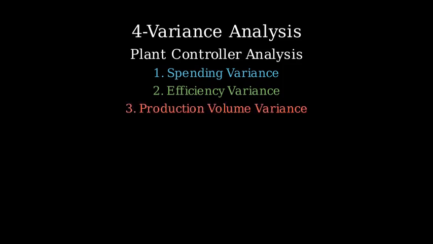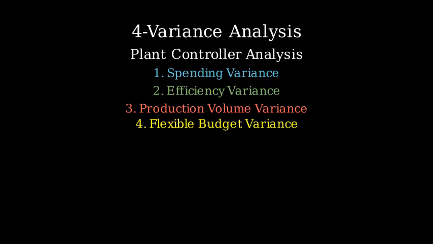First, we have the spending variance, which measures the difference between actual and budgeted costs. Second is the efficiency variance, showing how efficiently resources were used compared to standards. Third, we have the production volume variance, measuring differences between expected and actual production. And finally, the flexible budget variance, which compares flexible and allocated budgets.